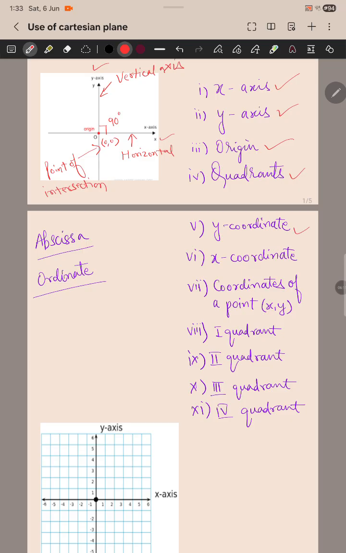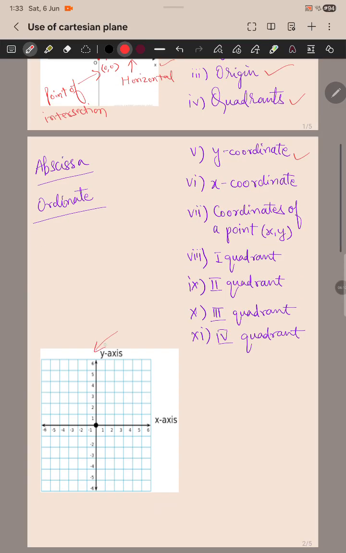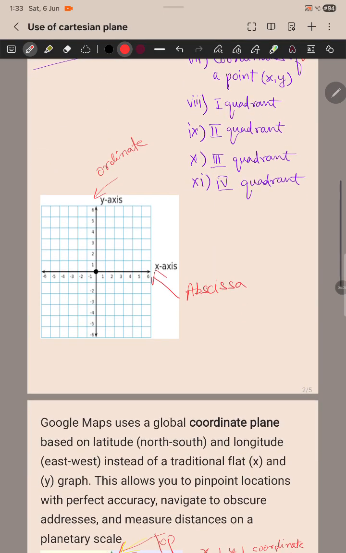It is called ordinate. Here I will write. It is called ordinate. And x-axis is called abscissa. Abscissa. Coordinate of a point x comma y, earlier I have told you. It is quite clear. First quadrant, second quadrant, third quadrant, fourth quadrant. Each quadrant has different signs according to their points. So I have cleared it.